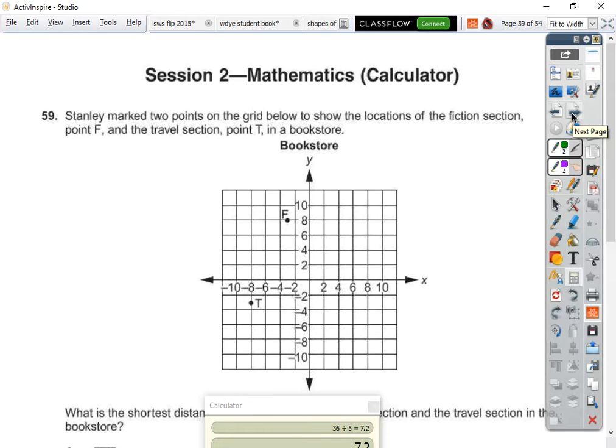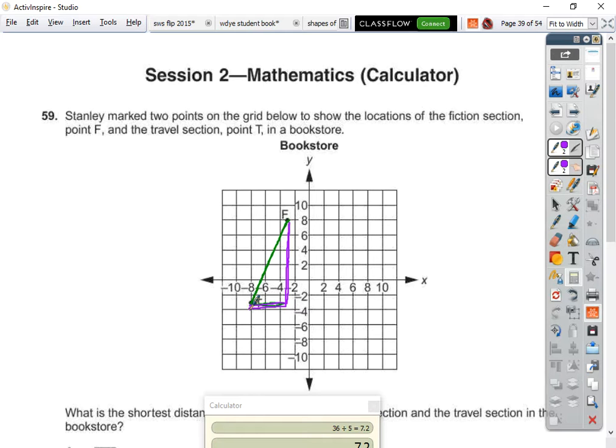All right. Stanley marked 2 points on the grid to show the location of the fiction section, point F, and the travel section, point T, in a bookstore. What is the shortest distance between them? So we want to find this distance. Well, isn't it convenient? I want a different color. There we go, purple. We have a right triangle. Let's use the Pythagorean theorem.